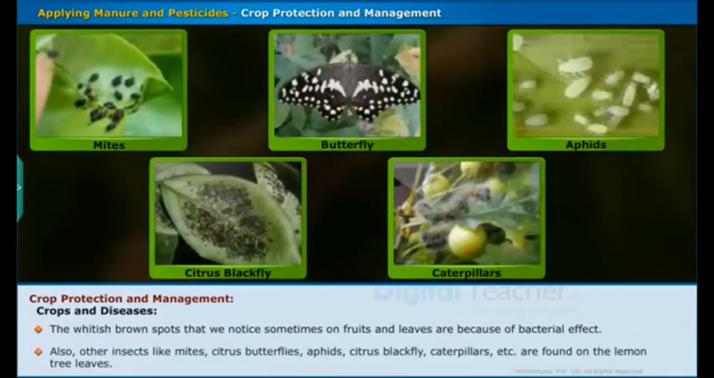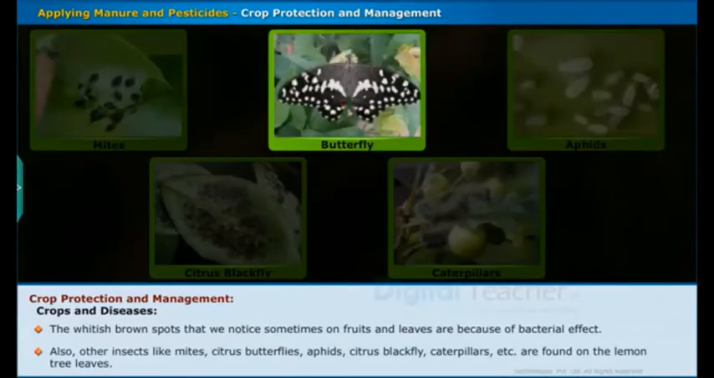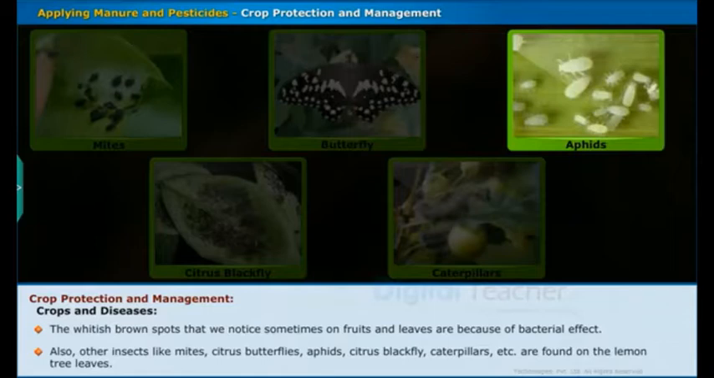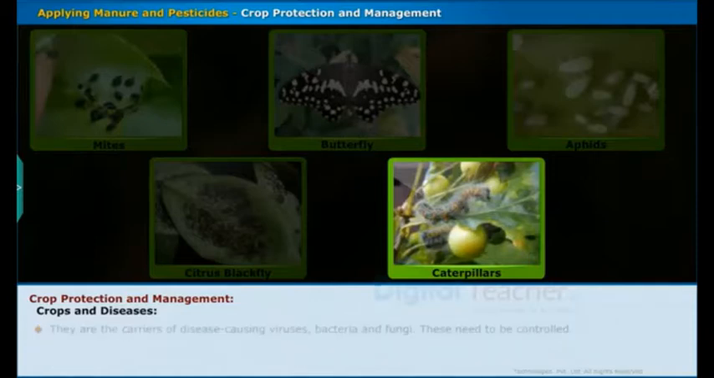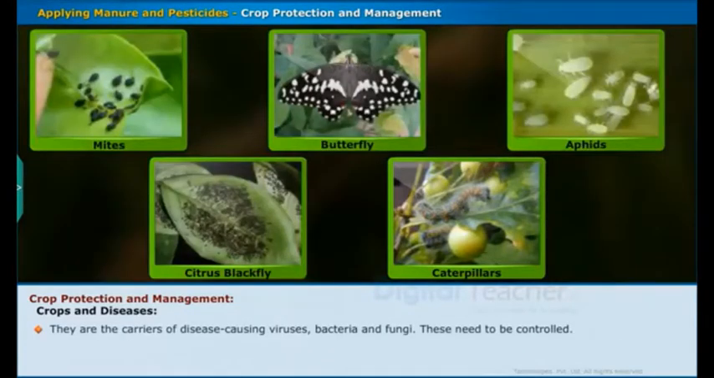Also, other insects like mites, citrus butterflies, aphids, citrus blackfly, caterpillars, etc. are found on the lemon tree leaves. They are the carriers of disease-causing viruses, bacteria and fungi. These need to be controlled.